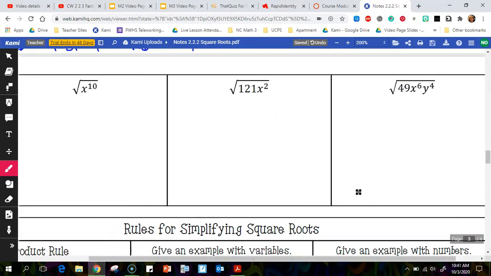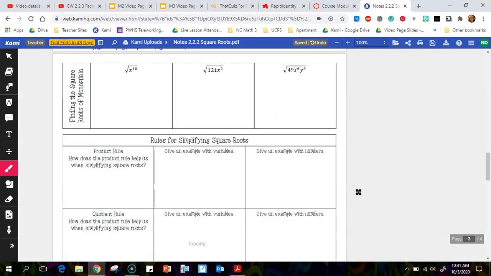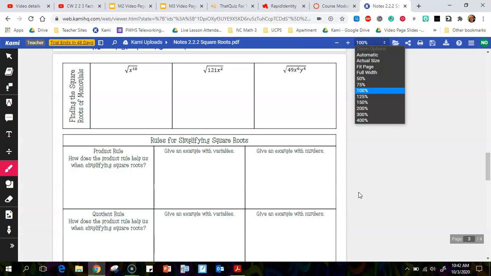All right, so let me go back to 100% here so we can see this whole page, or we can see part of it. We are actually going to do this part at the top, but then we're going to skip this part right here because it's just kind of redundant. In other words, it kind of repeats itself. And I can teach you how to simplify a square root without doing this part down here. So up here, let's look at these. Simplifying a square root is what we want to look at.